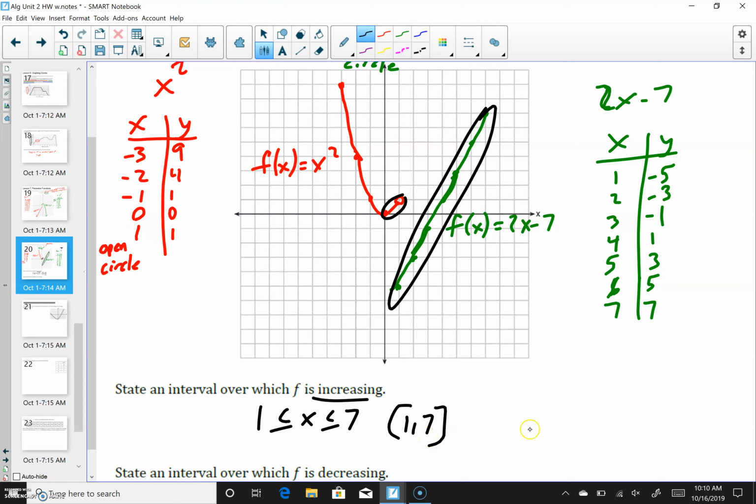You could also have 0 to 1 for our red part of our graph, but I just took the increasing piece that came from the green part.